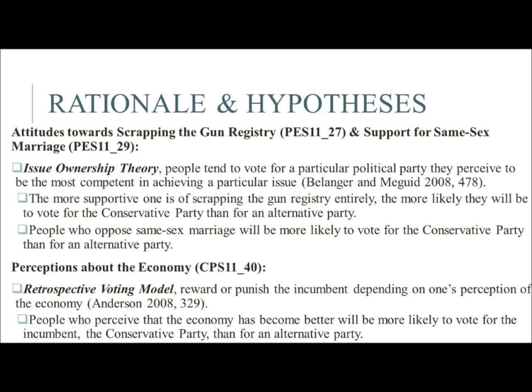According to the retrospective voting model, people tend to reward the incumbent if they perceive that the economy is performing well and punish the incumbent when it is not by voting for an alternative party. From this rationale, I hypothesize that people who perceive that the economy is becoming better will be more likely to vote for the incumbent, the Conservative Party, than for an alternative party.